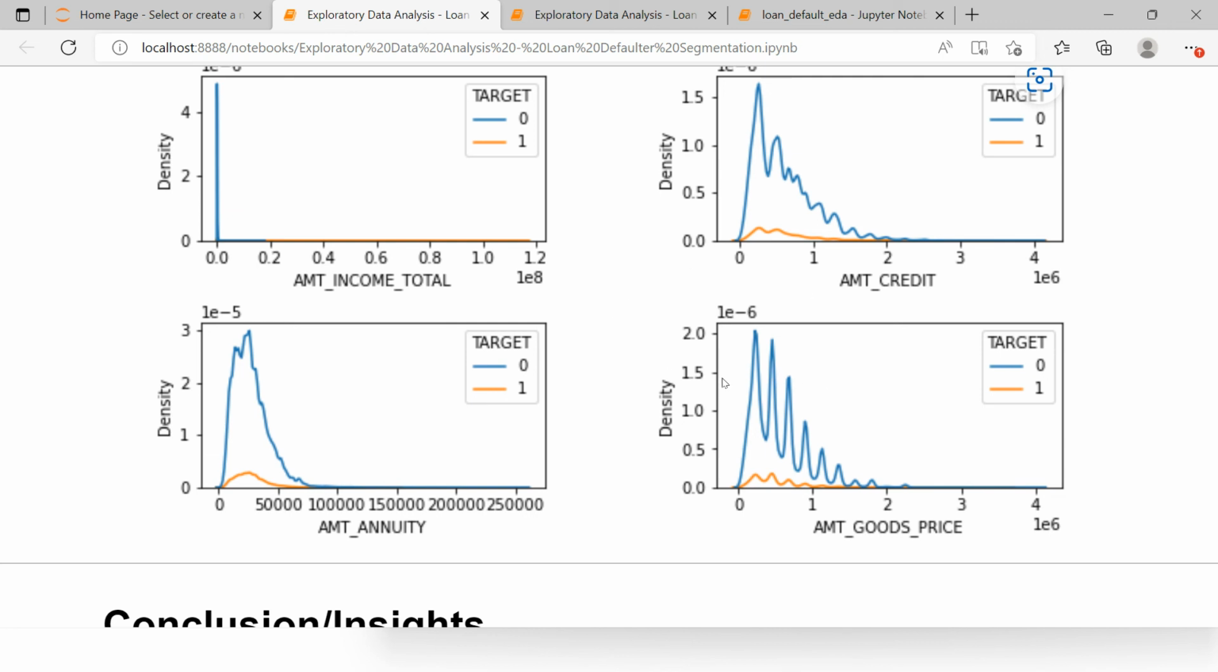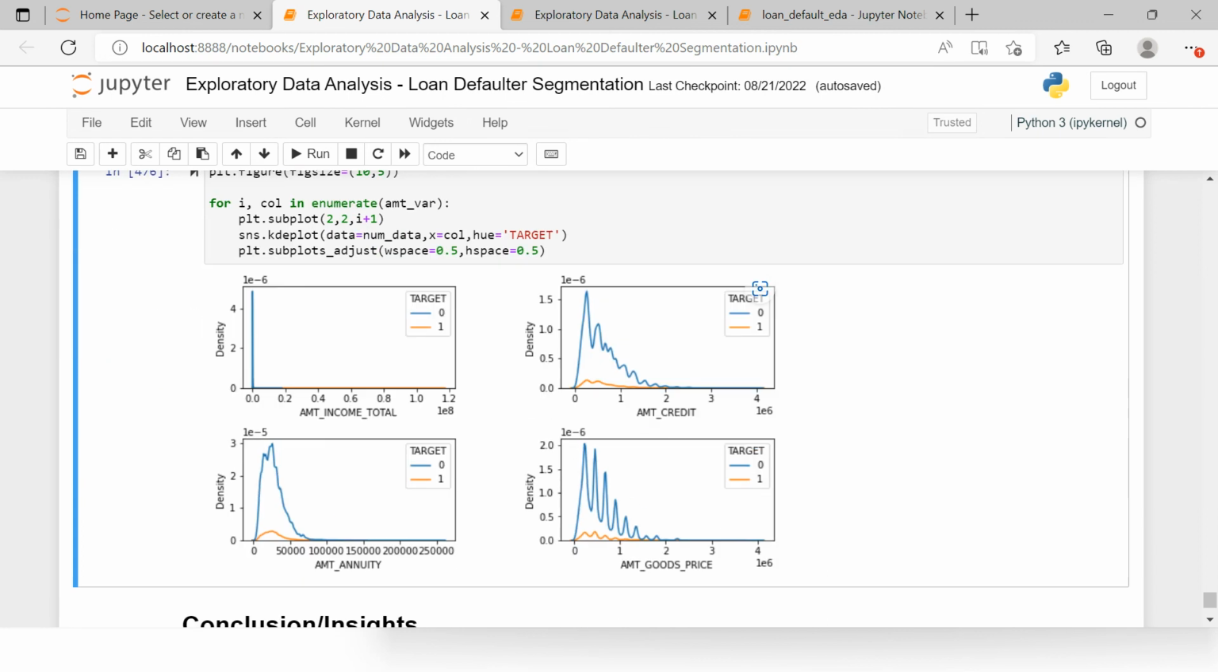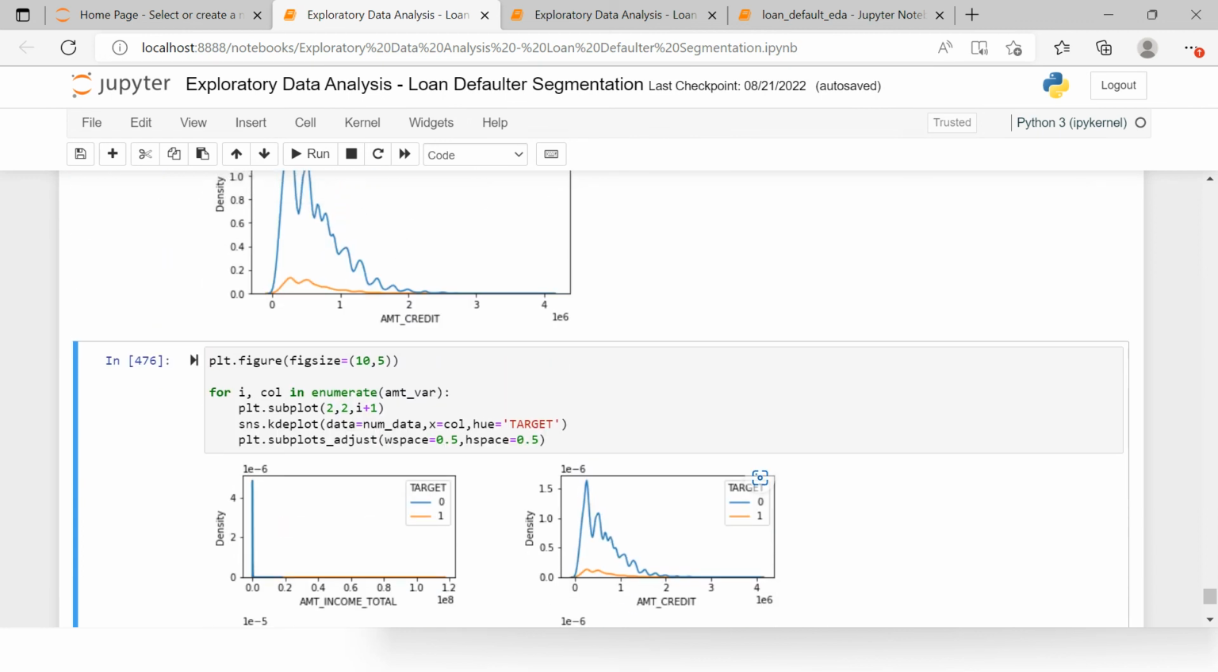So we do not have much to conclude about defaulters and non-defaulters using these variables. All right, so this was the univariate analysis for the numeric variables. Now in the next video we will do the bivariate analysis for this and many other numeric variables. All right, see you in the next video.